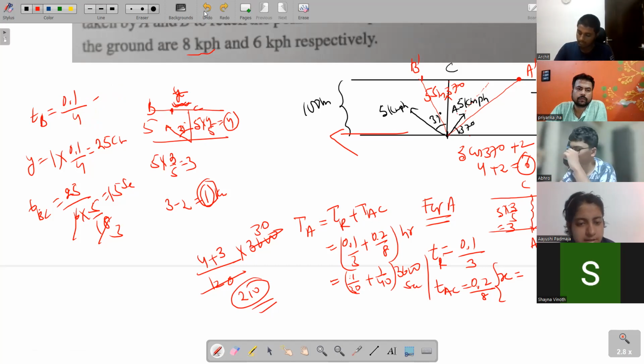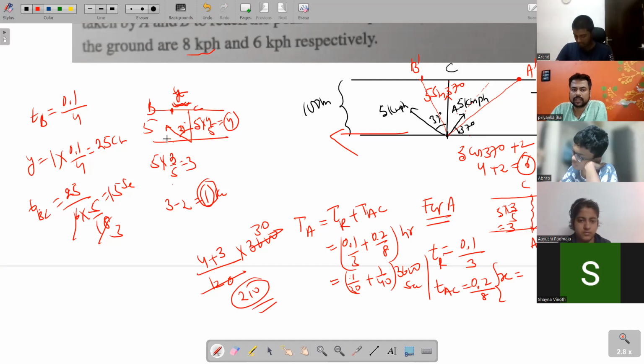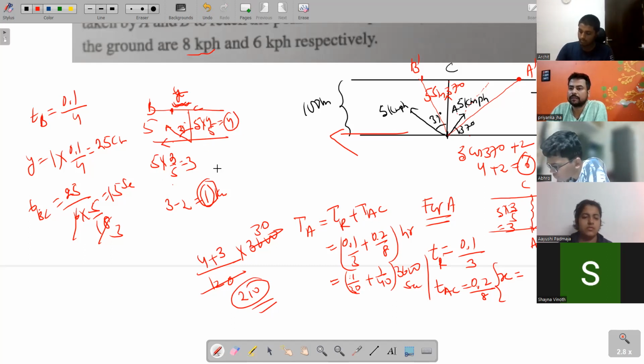Sir, I didn't understand that 3 minus 2 is equal to 1. This has component 3, 5 sin 37, na. So what is the value of 5 sin 37? 5 into 3 by 5, 3. So it has 3 kilometer per hour velocity in the left direction, but the river will drag him to the right with 2 kilometer per hour. That is the velocity of the river. So what will be the net? 3 minus 2, na. Upstream, okay, it is going. Yes. This will become 100 meter.